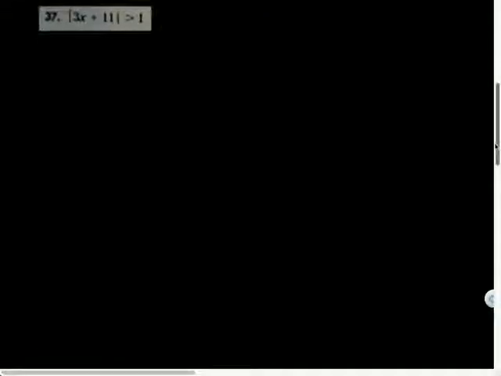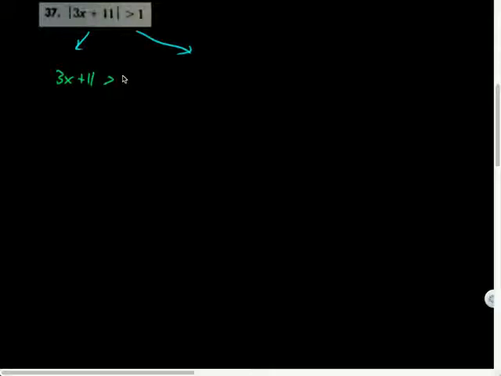Let's see, 37 is the more typical problem that we were dealing with yesterday, where I've got an absolute value inequality. The first step is get the absolute value by itself, which this is done. The absolute value is isolated. Next step, break it up. So either 3x plus 11 is greater than 1, or what's the other case? 3x plus 11 is less than -1.